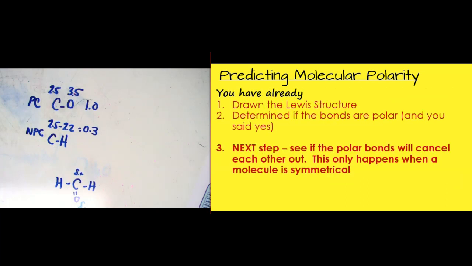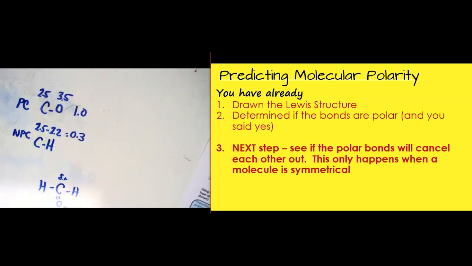Okay, so this is how you're going to proceed. You've already drawn your Lewis structures, and you have determined, or you will be determining today, if the bonds are polar. Let's just say you said yes, like we're doing for this particular structure that we have here on the left. The next step is to decide if the polar bonds are going to cancel each other out. The only time that happens is if the molecule is symmetrical.